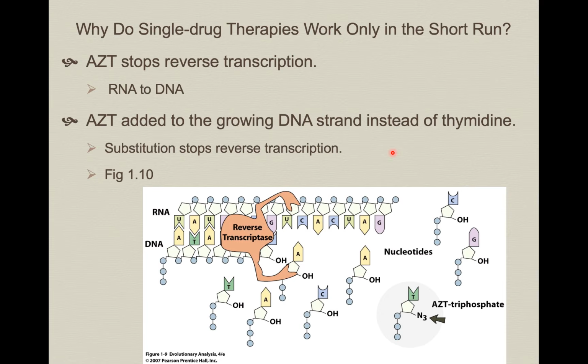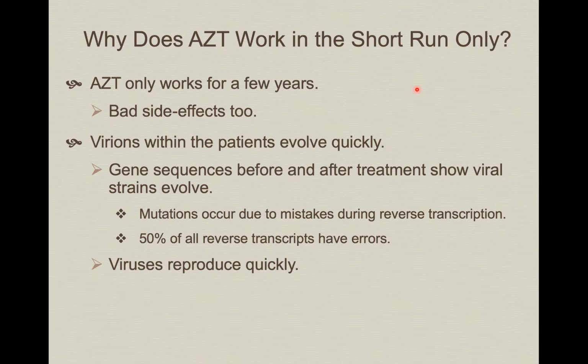So this had some promise early on, but it only worked for a few years. Not only that, it did have some side effects to the patient even when it was working. But let's really focus on why it worked initially, and why it stopped working. Well, HIV is the fastest known mutating organism ever. If you look at gene sequences before and after a treatment, you see that the viral strains that were sampled initially have significant genetic changes as they remain inside of the patient.